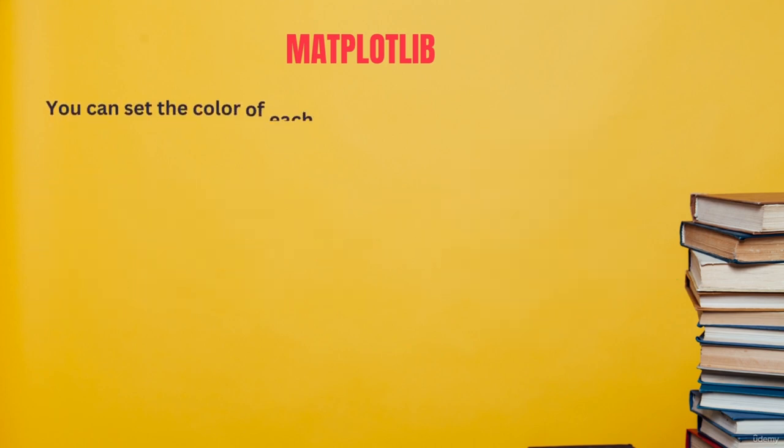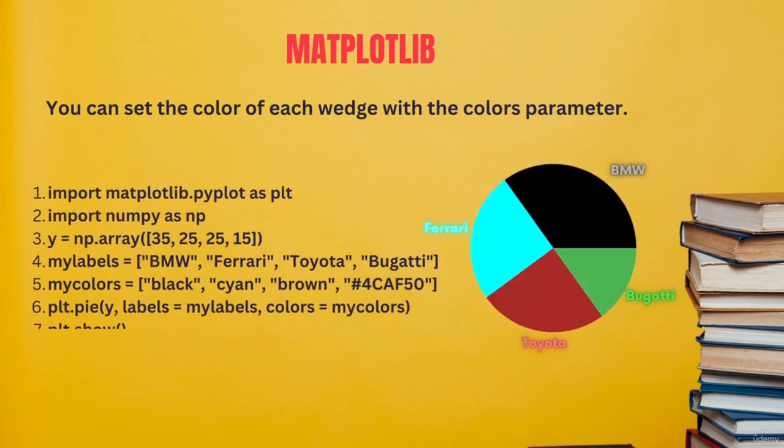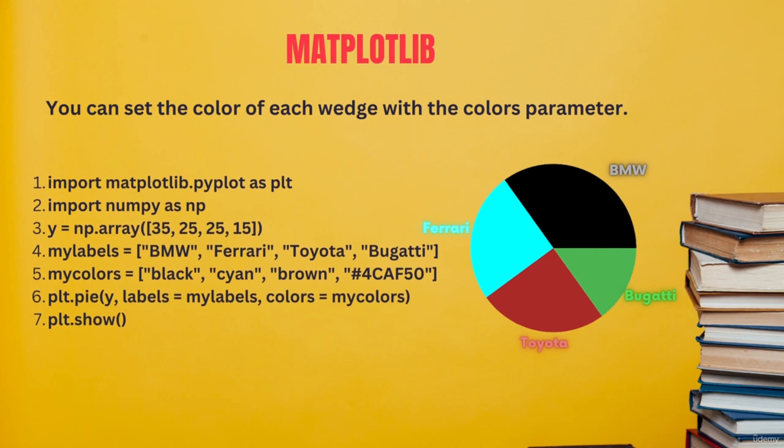We can also set the color of each wedge with the colors parameter. The colors parameter, if specified, must also be an array with one value for each wedge. Now look carefully that each of these arrays are basically lists. But why are we working with arrays? Because NumPy arrays are much faster than lists. So don't be confused that we're using NumPy arrays. They are basically just lists, but they work much faster.